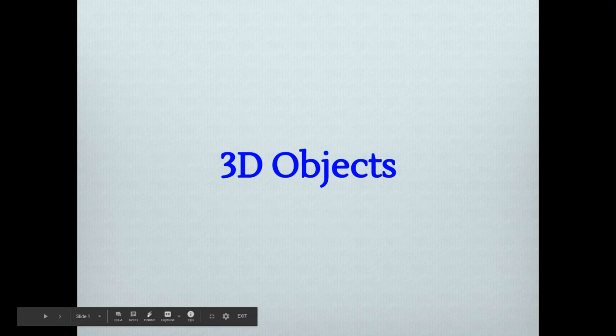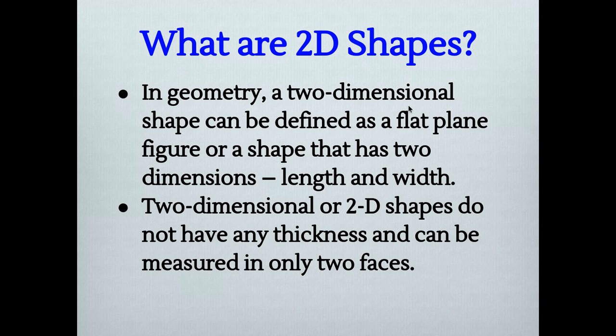3D objects. What are 2D shapes? In geometry, a two-dimensional shape can be defined as a flat plane figure or a shape that has two dimensions, length and width. Two-dimensional or 2D shapes do not have any thickness and can be measured in only two faces.